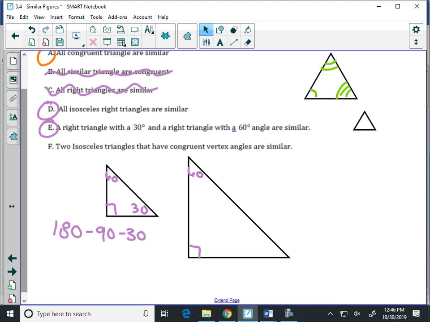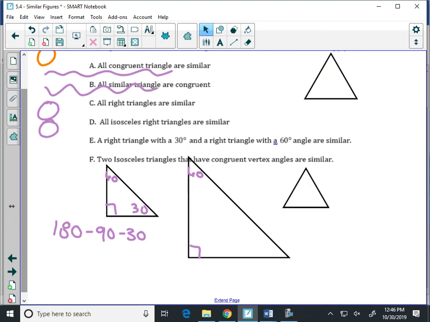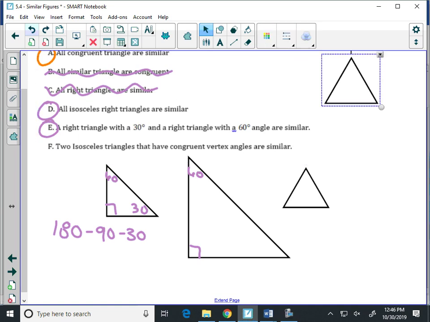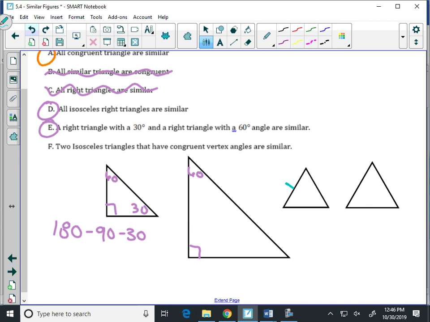Last one, two isosceles triangles that have a congruent vertex angle are similar. Well, here are two isosceles triangles. The vertex angle is the angle on top, in between the congruent lines. Let's say it is 50 degrees. It's the same logic that we had with isosceles right triangles.